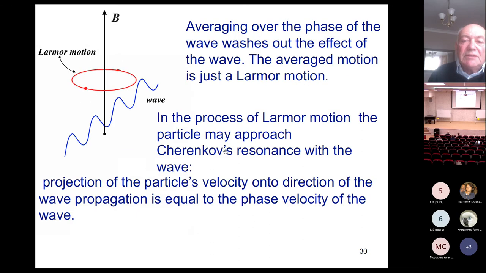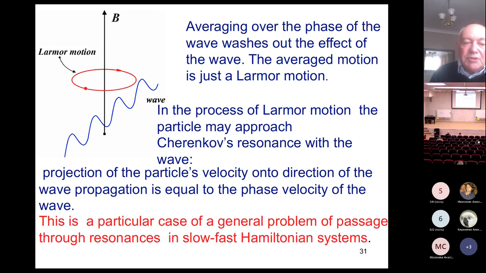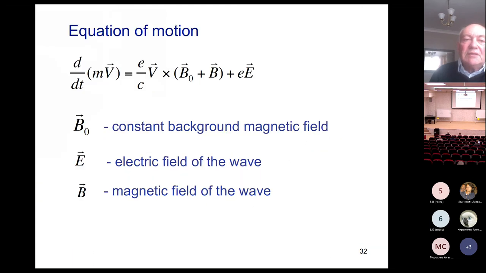So, when we make this averaging, then the effect of the wave disappears, so we have just Larmor motion. But we have a slow wave which propagates not in vacuum, in plasma, and its phase velocity is comparable with the speed of our charged particle, and there could be points where the projection of the velocity of the charged particle on the direction of wave propagation is equal to the phase velocity of the wave. So for some time the particle sort of moves together with the wave. And it turns out that it's exactly the moment when we have a resonance, and we can have a capture and scattering here.